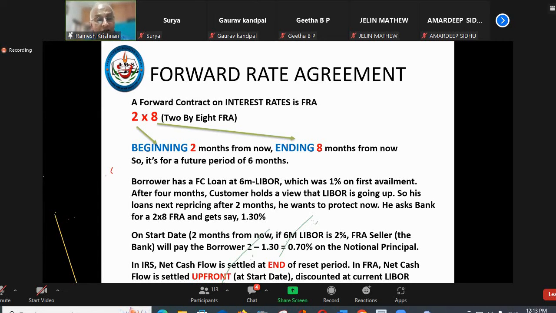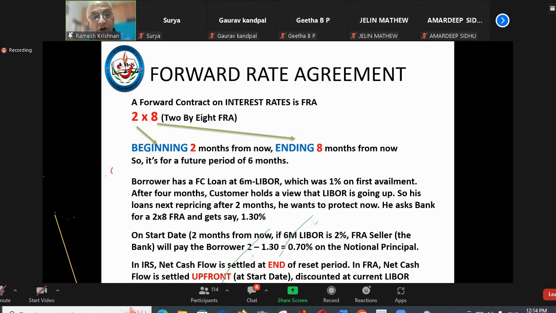I'll come to that. Now, in IRS, net cash flow is settled at the end of each reset period. So in the half yearly reset of IRS, the first exchange of the net interest rate differential happens at the end of 6 months. Whereas in FRA, the net cash flow is settled upfront. 2/8 means 2 months from now, at the beginning of the period itself, for the next 6 months, the difference will be settled, but discounted at current LIBOR. That means because it is settled upfront, with the present value concept, you will discount it for 6 months at the present LIBOR.